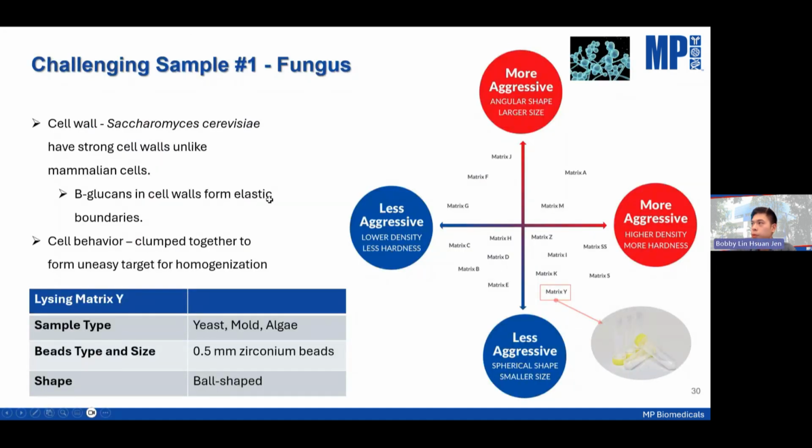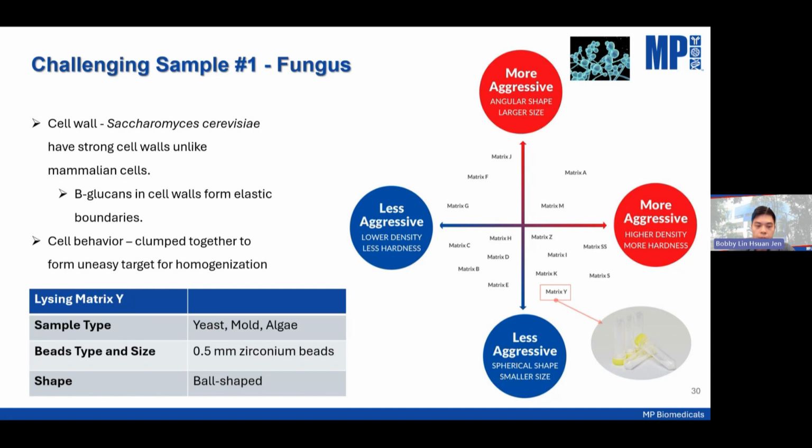Okay, so moving forward, the first challenging sample that we like to address is the fungus sample. Researchers trying to homogenize fungus samples typically come into a few different difficulties. Number one being the cell wall, since yeast cells and the fungus family usually have a strong cell wall, unlike mammalian cells. Mainly because of the beta-glucans in the cell walls, they form tough and elastic boundaries, which makes it very difficult to grind down.